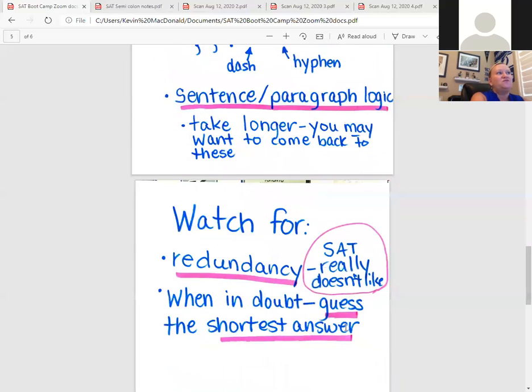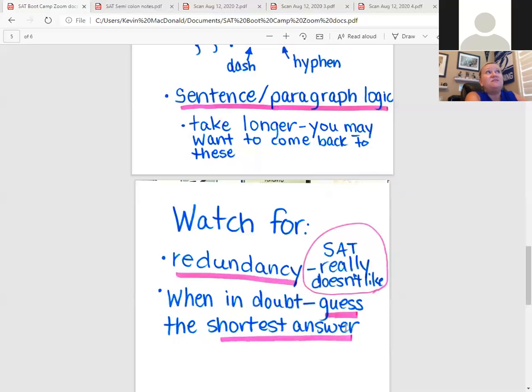2 things to watch for. SAT, more than the ACT even, does not like redundancy. If it's already in that sentence, don't say it. If the word it is there and you don't need it, don't put it. Don't repeat yourself. Watch for that. If that's in one of the answer choices, it's wrong. And when in doubt, guess the shortest answer.